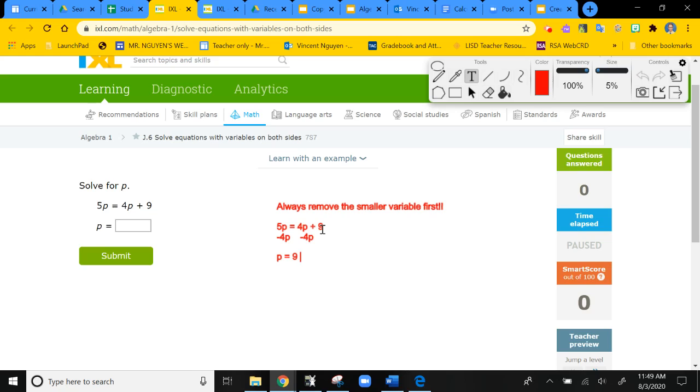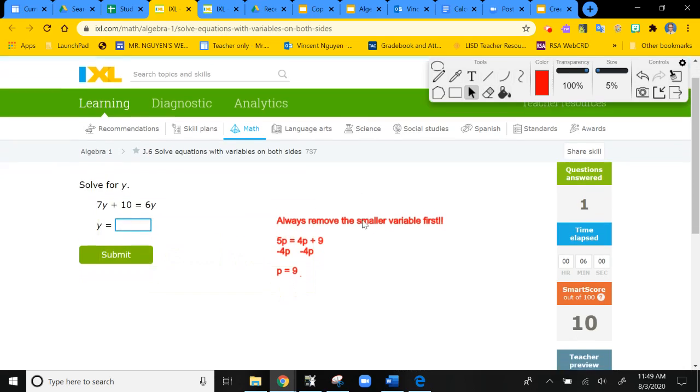So still, it takes a few steps. You're still using inverse operations to isolate things or to move things around the equation. That doesn't change. What's changed is what you do first. So here we remove the variable first. So our answer here is 9.